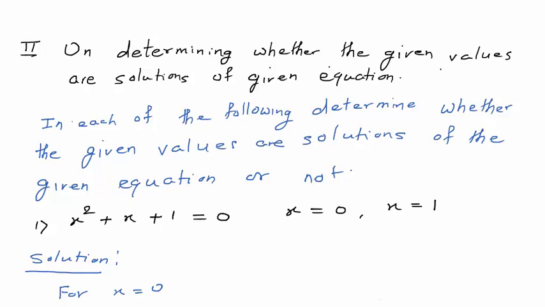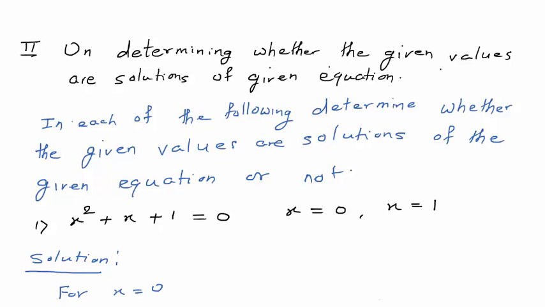The second type is on determining whether the given values are solutions of the given equation. In each of the following, determine whether the given values are solutions of the given equation or not. Now you can see here that you are given one quadratic equation. It can be a quadratic equation or any other equation, and you are given two values of x. Now take one value at a time and see whether the left hand side and right hand side are the same or not. In this first problem, x square plus x plus 1, the right hand side is 0.